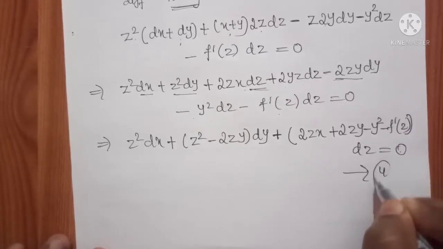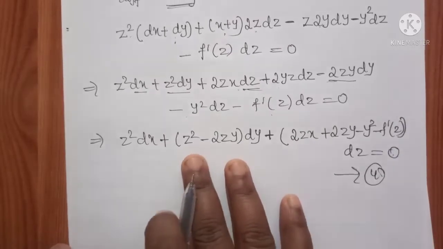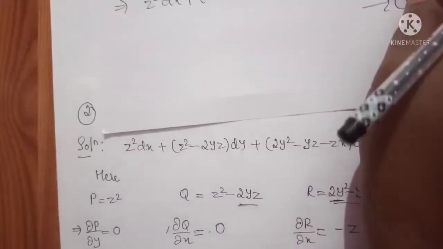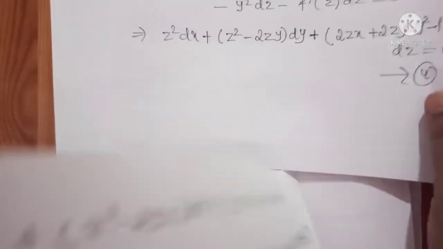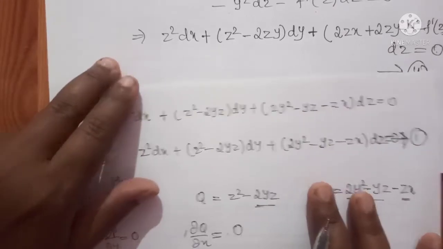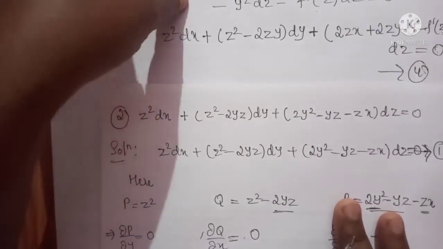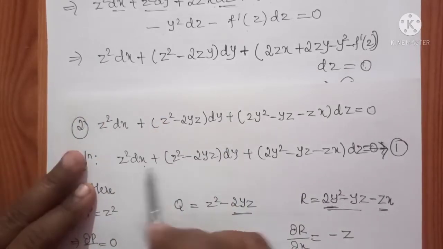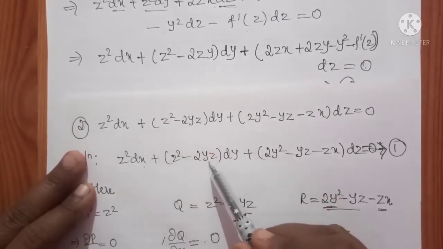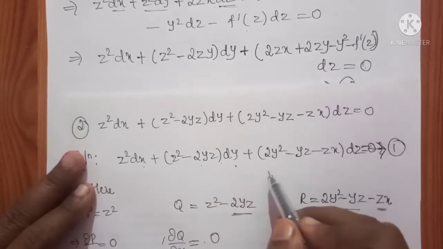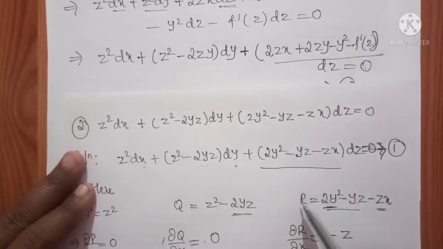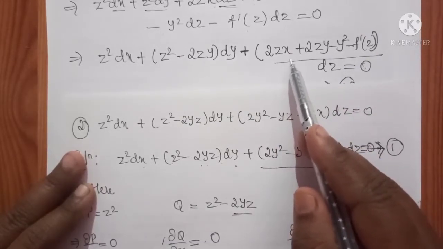Consider this as equation 4. Now comparing this equation with the given equation 1. So the given equation 1 is this one. You can observe that in the place of z square dx we have z square dx, and in the place of z square minus 2zy, here also we have z square minus 2zy into dy. So this gives the coefficient of dz. So the coefficient of dz is this one.